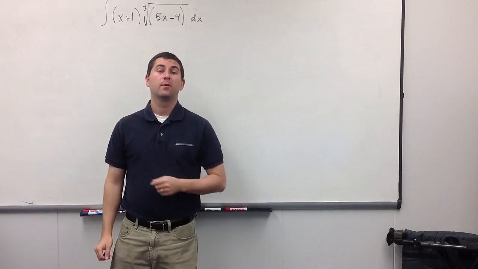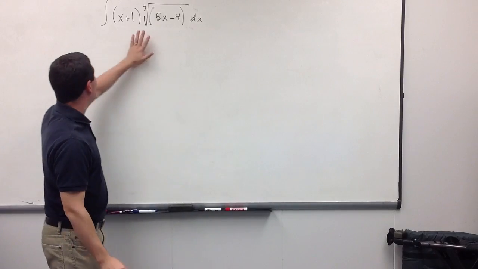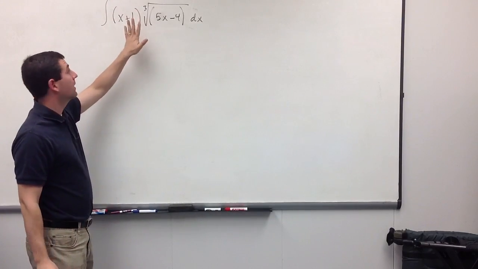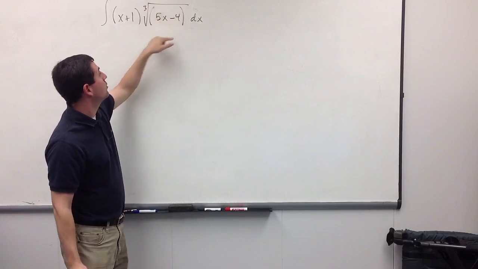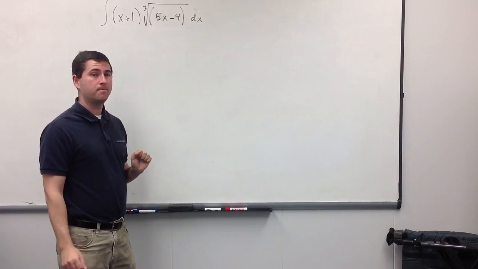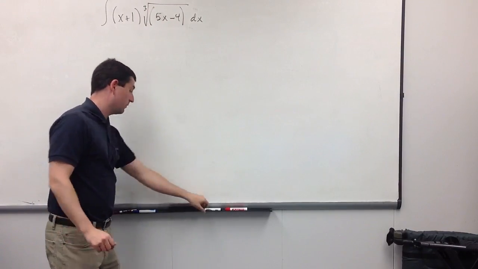Hi, this is another integration by parts example. In this case, we're going to start with some polynomial of x and then multiply it by a rational power of a linear function of x. So as usual, we need to make a really good first guess here.